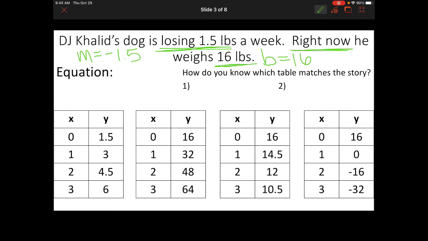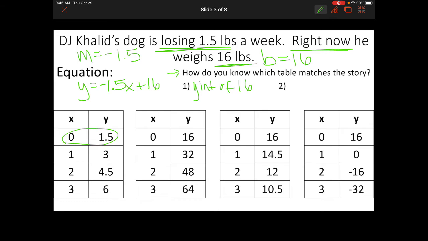So let's write our equation really quick. Y equals -1.5, because that's how much we're losing, x, and then plus 16. So the first thing I want to do is look at how do I know which table matches my story? Let's look for the y-intercepts. So I'm looking for a y-intercept of 16.